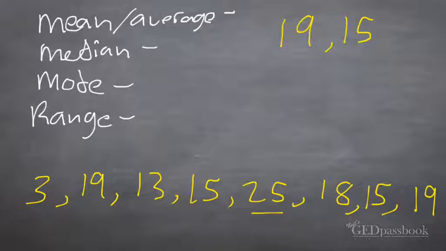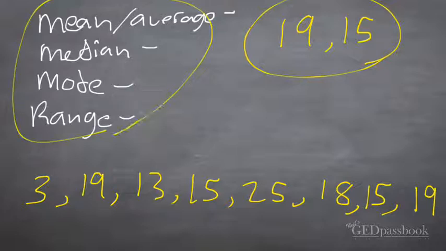What about the 25? Is there any other 25? There's only one. What about the 18? Only one, right? So guess what? My modes, in this specific case, there's more than one. My answer is 19 and 15. You see that? So mode is the only one of these in which you could get more than just one answer, right? Because chances are they'll throw more of the same number in a row of numbers.